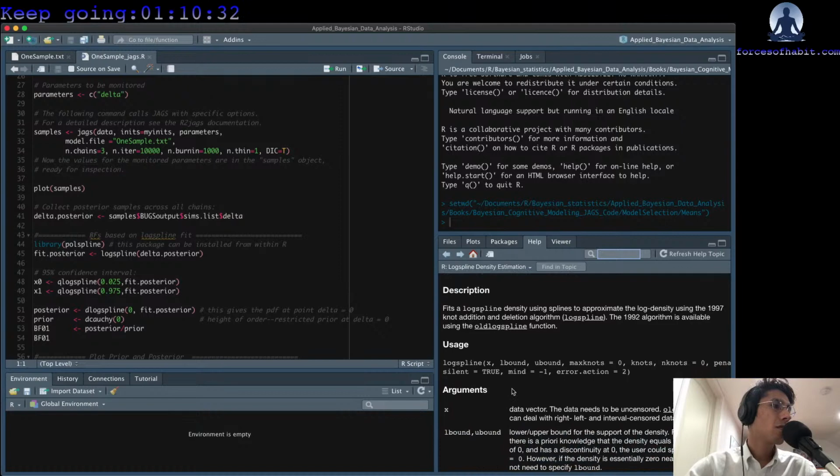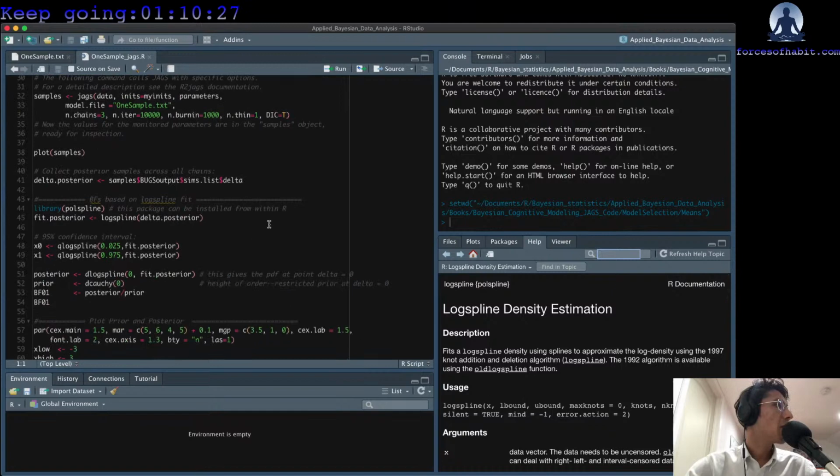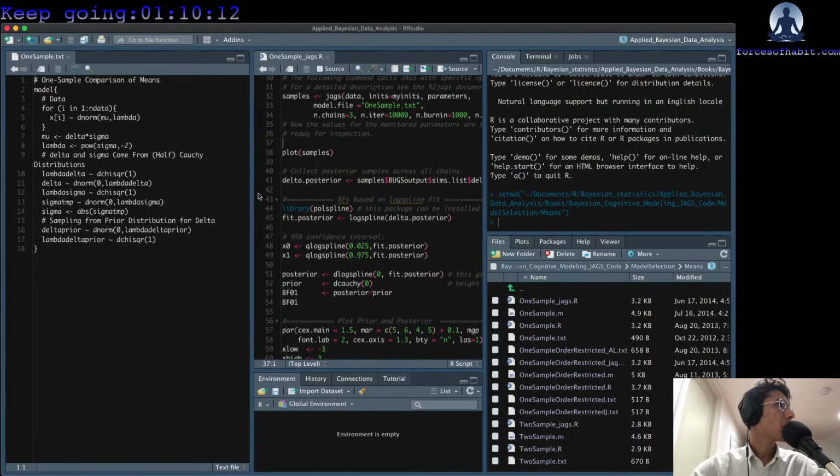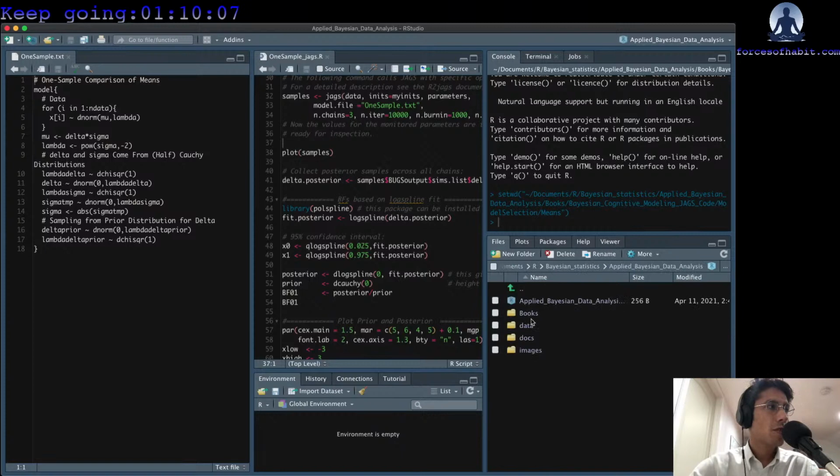Looks like we're going to calculate the log density using a spline. Also going to pull up that Stan code. This is a pretty simple example too, so it makes for a useful case.